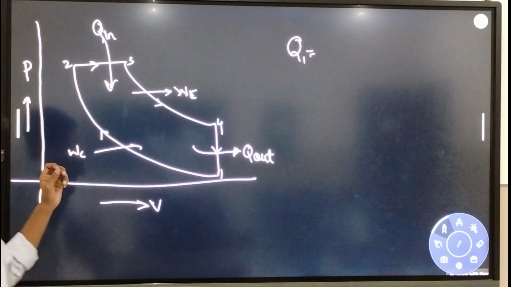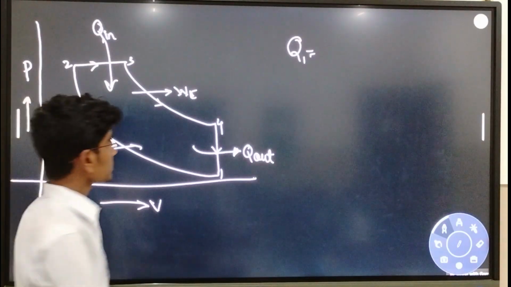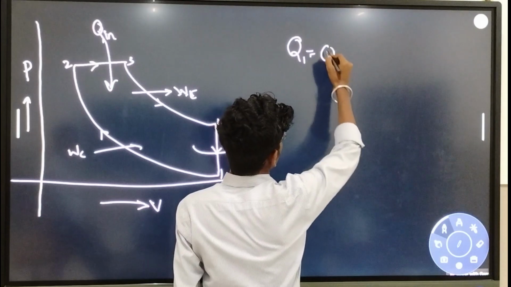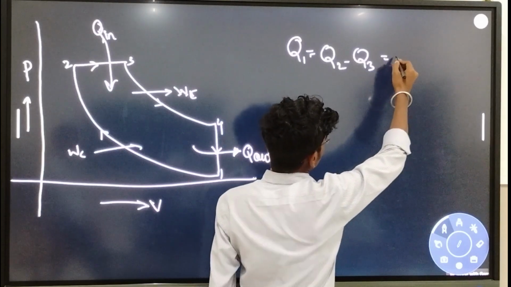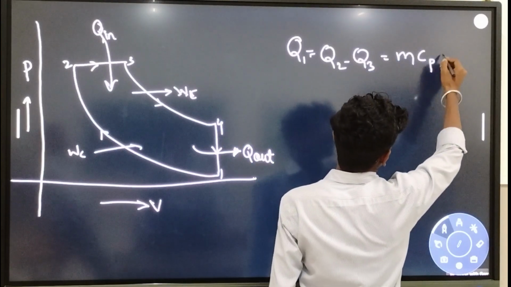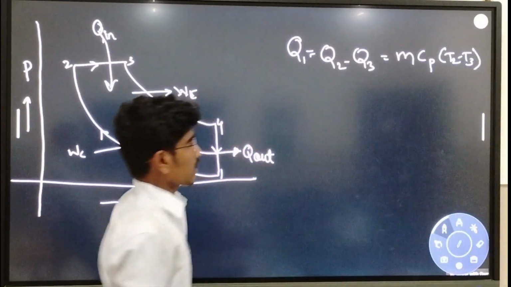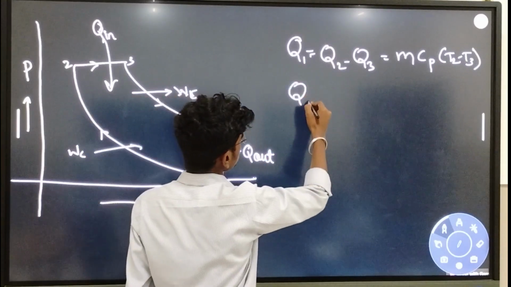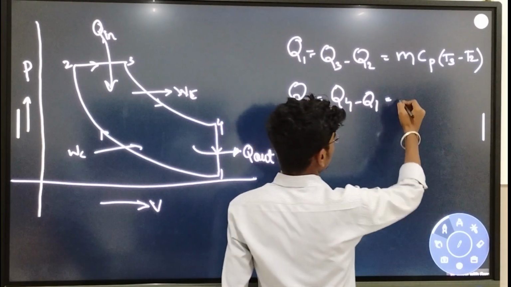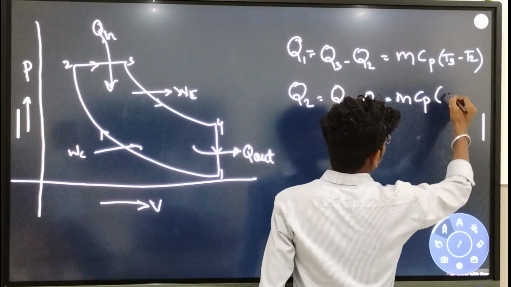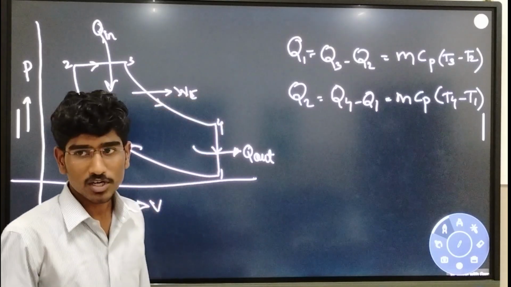The formula for the efficiency of a diesel cycle. This is the PV diagram of a diesel cycle. So here Q1 is equal to Q2 minus Q3, which is equal to m Cp (T3 minus T2). And Q2 is equal to Q4 minus Q1, which is m Cv (T4 minus T1).